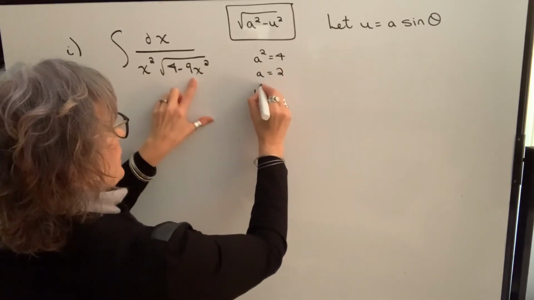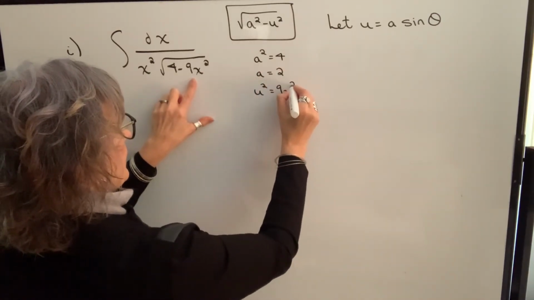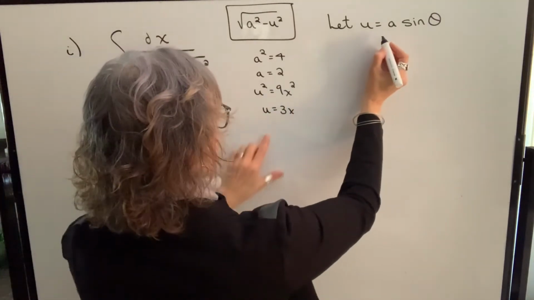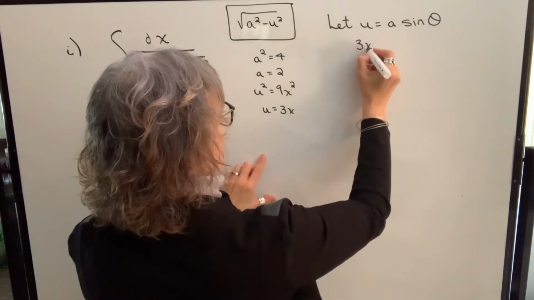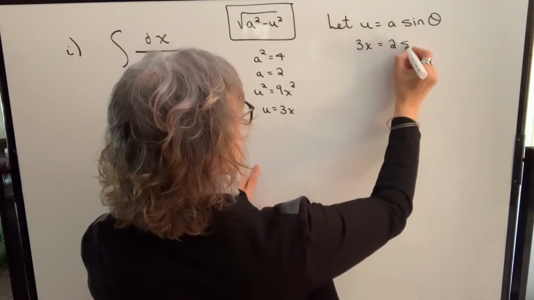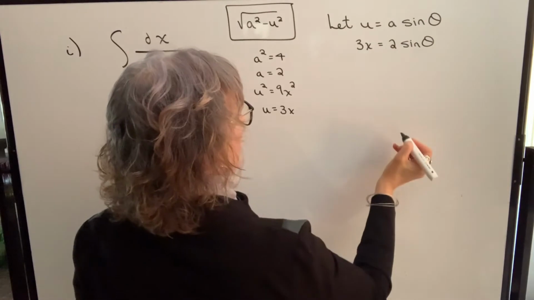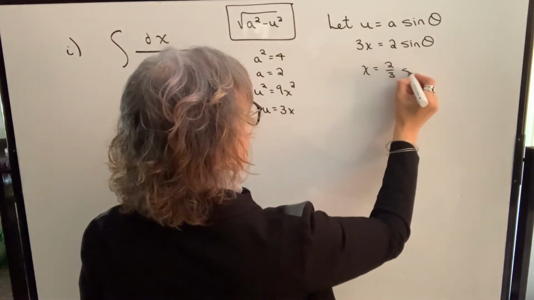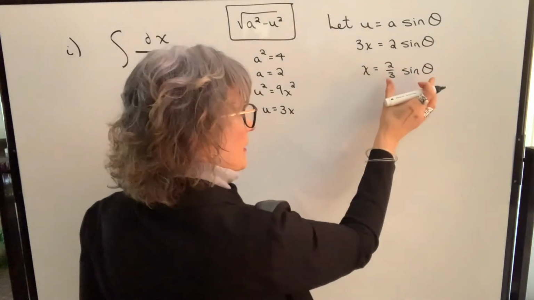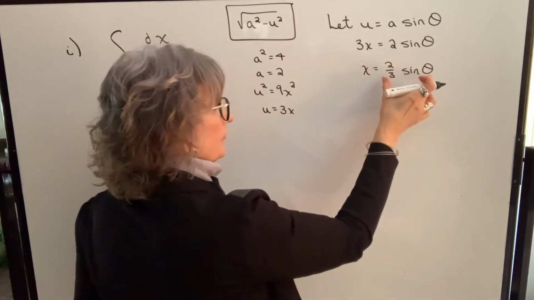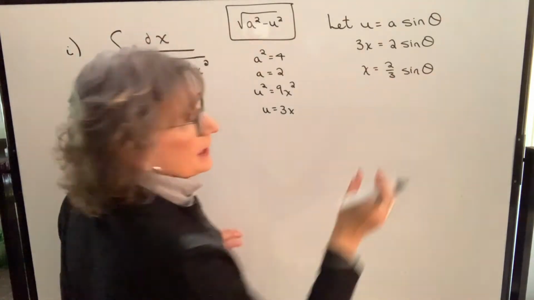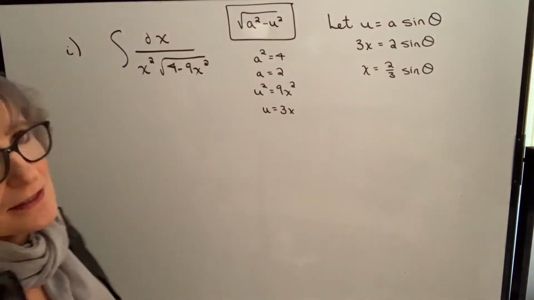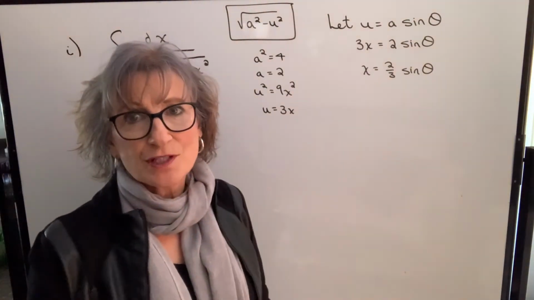u squared is 9x squared. Therefore, u is 3x. So the substitution we're going to use is we're going to let u, which is 3x, equal a, which is 2 sine theta. And I'm going to isolate x. So x will equal 2/3 sine theta. So I'm going to replace any x's in my integral with 2/3 sine theta. So I'm changing to another variable. I cannot use dx if I'm changing to a variable theta, so we have to express d theta.